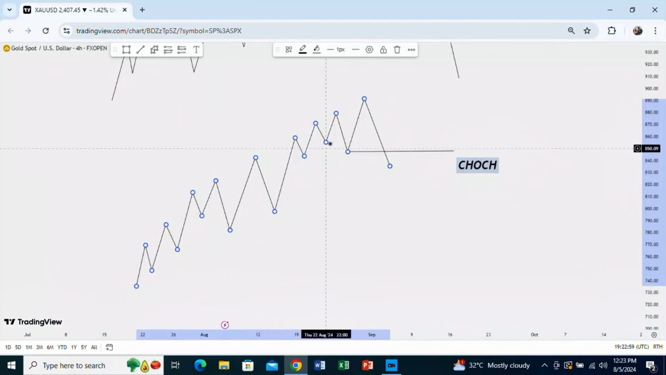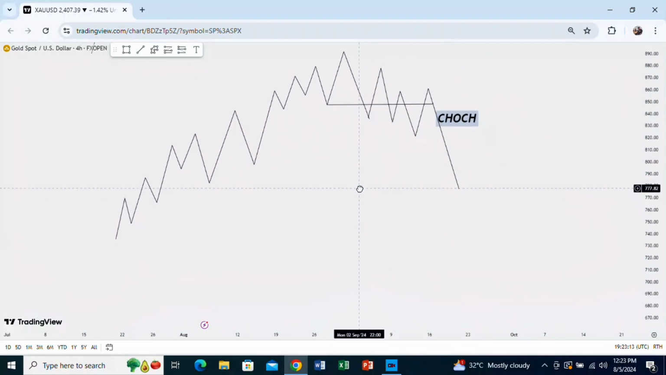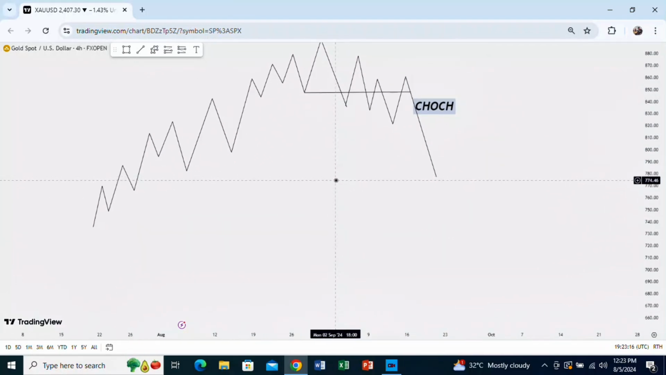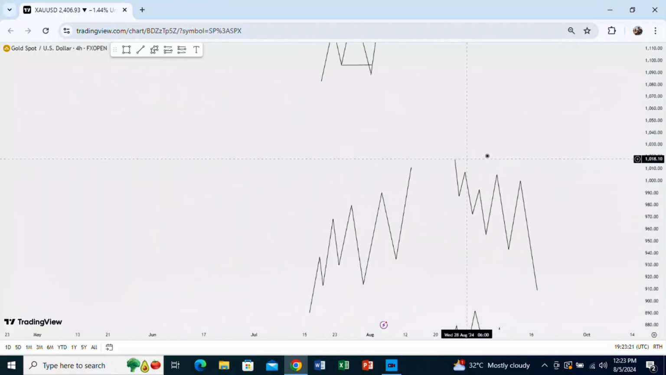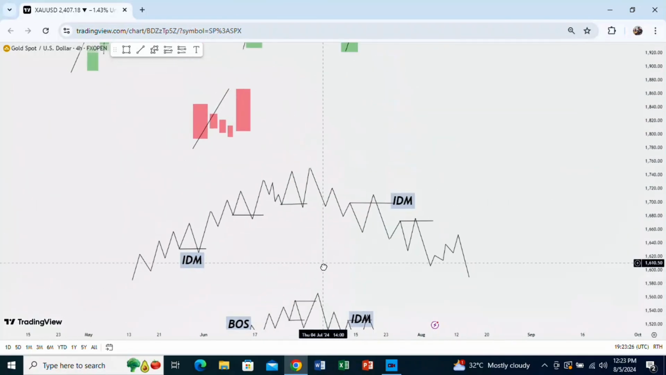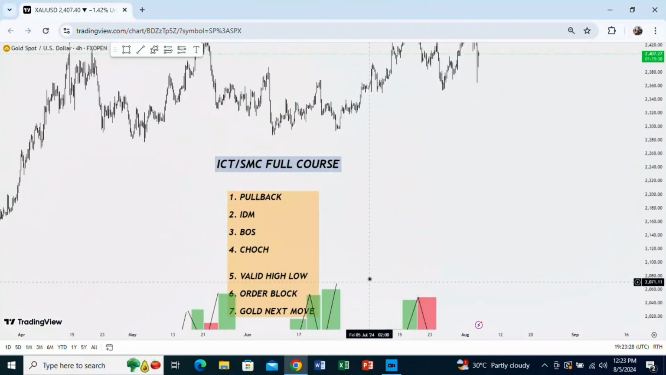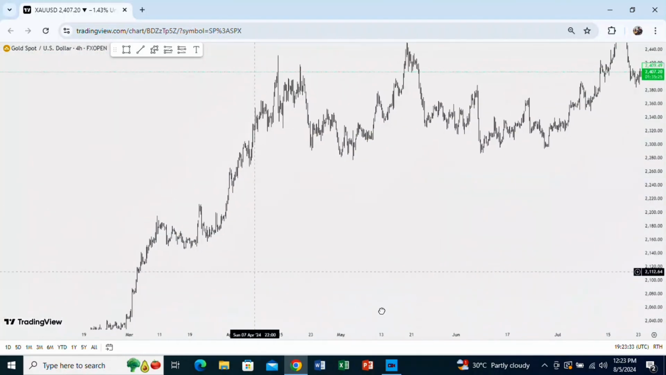But first understand this. This is a CHoCH because this was an IDM, a valid swing low, and the price has now closed below it. So in this case, the price will now enter into a bearish trend. So this is the change of character. I hope this concept is clear now. Now I will show you these things on the chart, some examples of how you could have traded gold with this strategy, and then we will discuss what the next move for gold will be.